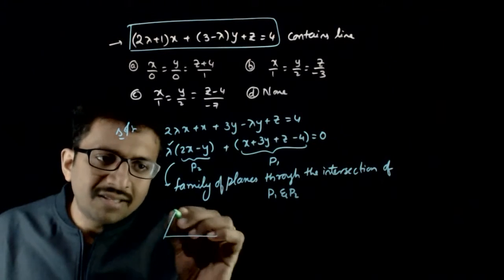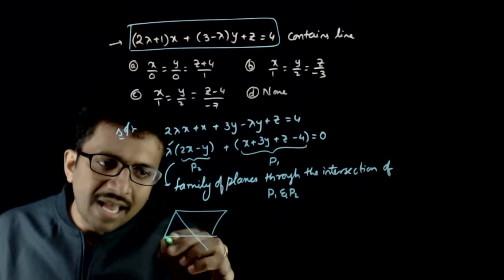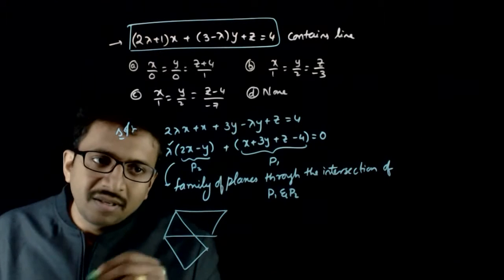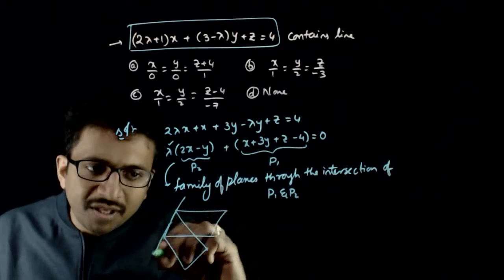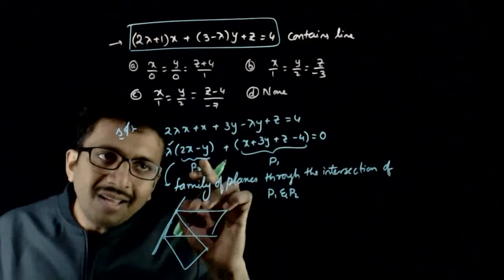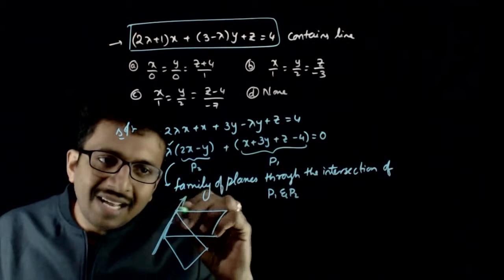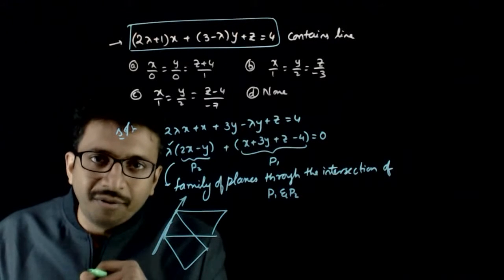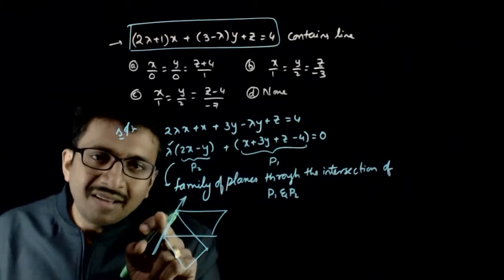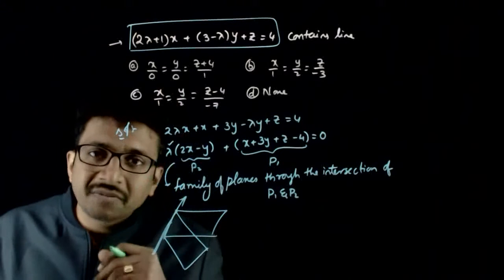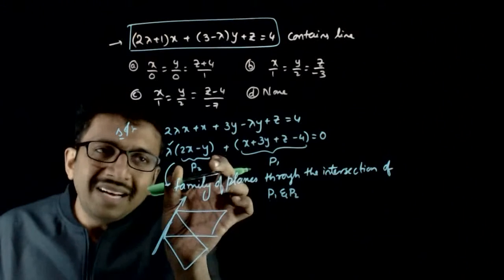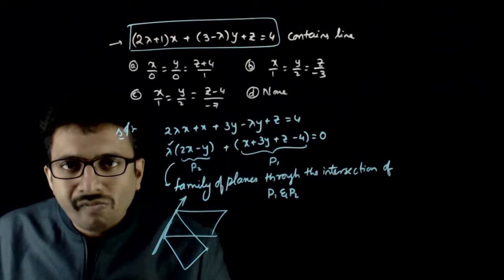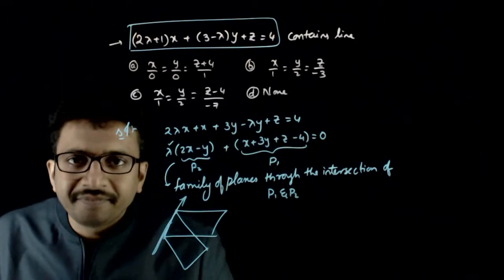That is, if you take this as my plane 1 and this as my plane 2, this is the line of intersection of these 2 planes. So all the members of this family contain this line. So this will be the line which is asked of you, the line which is contained in all these planes. So you just need to find the intersection line of these 2 planes. How do you find the intersection line?